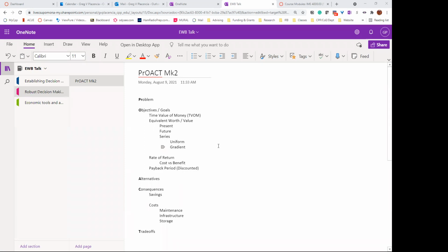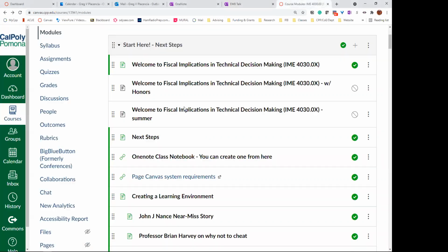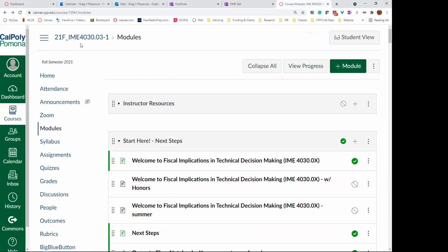Anyway, the reason I mention this is because we're going to be focusing on one class that I teach at Pomona, and that's in economic decision making. It's called IME 4030, and the name of the class is economic considerations in technological decision making, or something like that. But the course is IME 4030. It's offered every semester and also in the summer. It goes towards your GEs.